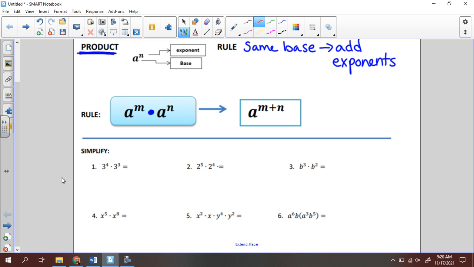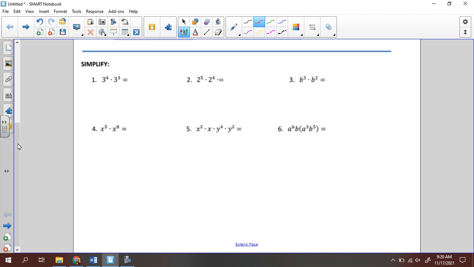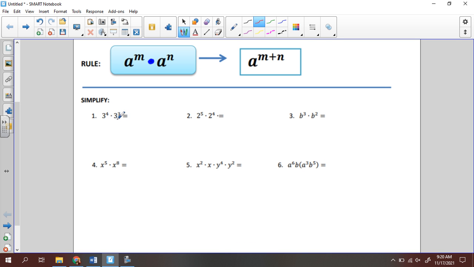Okay. First example, you see how they're both a base 3. Same base. So that means I can write a 3. Here, I'm actually going to write it underneath it. I'm going to write a 3, that base, and then what are you supposed to do with the exponents? Add them. So I'm going to say 4 plus 3. So yeah, final answer, 3 to the 7th power. There you go. Told you this was easy.